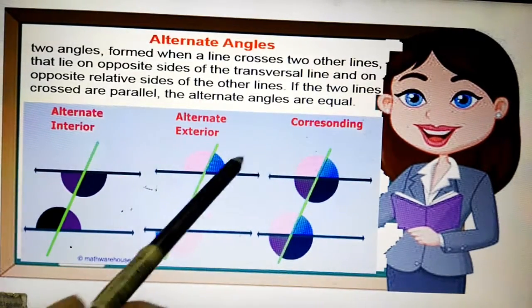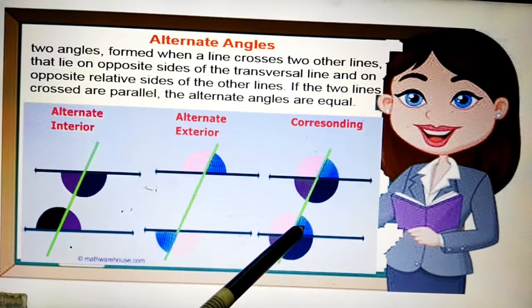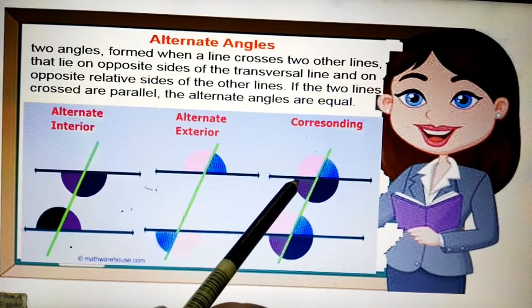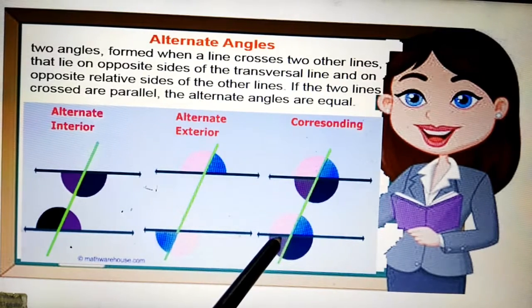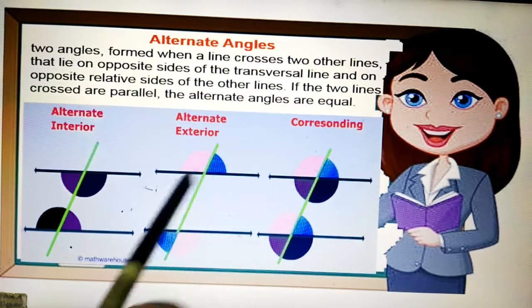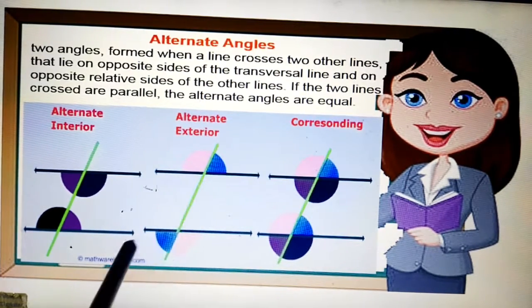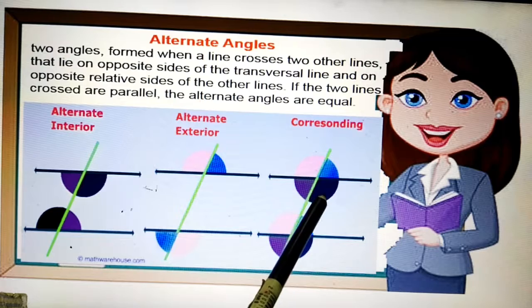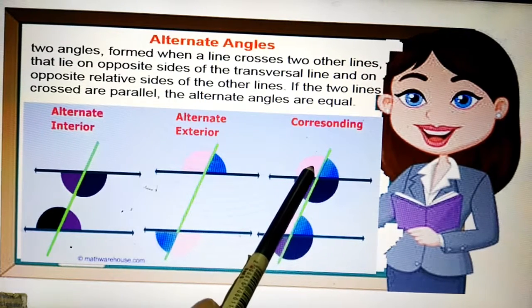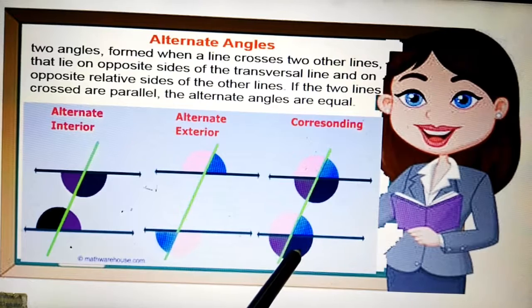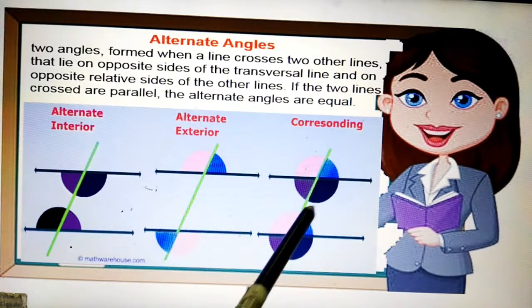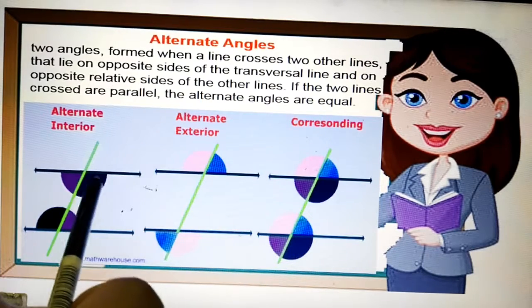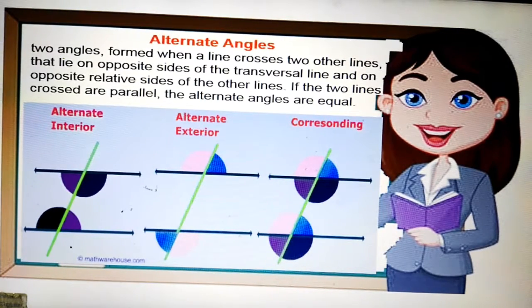So here you can see that these are corresponding angles, but this is equal to this because of opposite angles, and this is equal to this. So if this is equal to this, it means that this is also equal to this. So these are called alternate exterior angles. Same, if this is equal to this and this is equal to this, then it means that it is also equal to this here. These are called alternate interior angles.